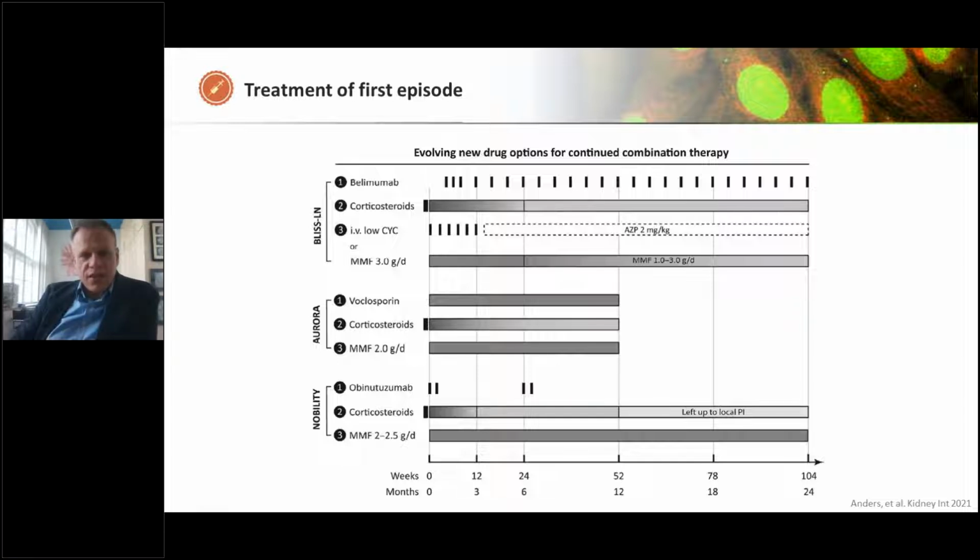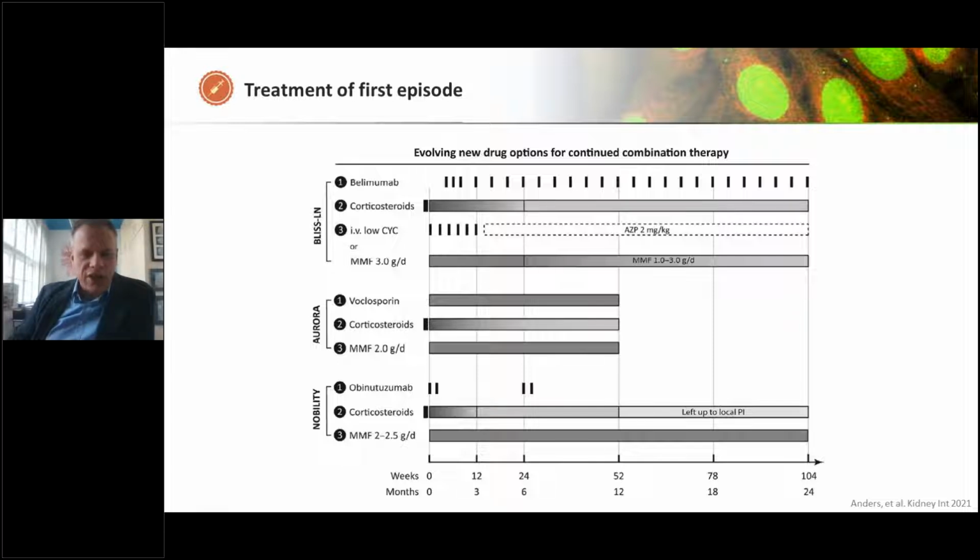I only want to say that they introduce a new concept: no more induction and maintenance therapy, because these are continued combination therapies. And I think we will finally start to treat lupus like we treat a kidney transplantation. There we also don't do induction and maintenance. There is a continued combination therapy from the beginning to the end. We reduce the dose a bit with time, and this is the same way we should treat autoimmunity. Alloimmunity and autoimmunity work the same way. There's no reason to do it any differently.